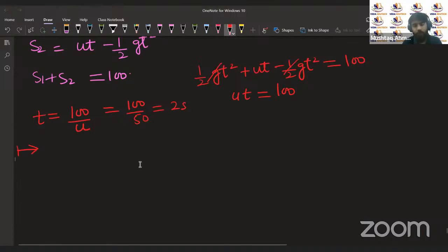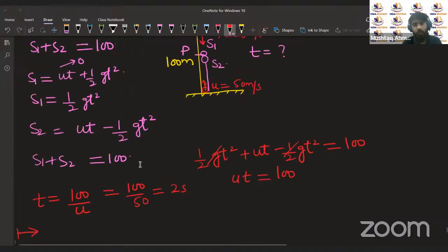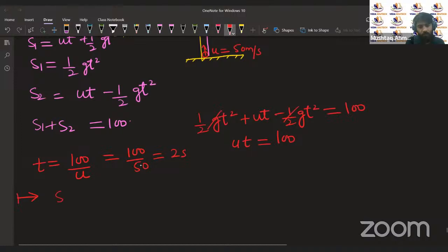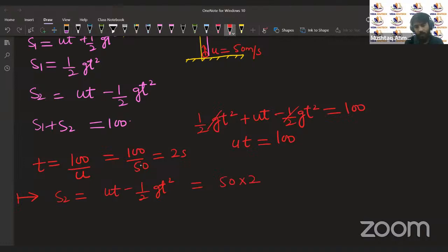So let's do one thing. We have to calculate the position where they will collide. S2 will be equal to ut minus half gt square. u is equal to 50, and t comes out to be 2 seconds. So 50 into 2 minus, let's suppose the value of g is 10, 10 upon 2, that's t square. t square is 4, so this will get cancelled. We'll be left with 100 minus 20, so it will be equal to 80 meters.